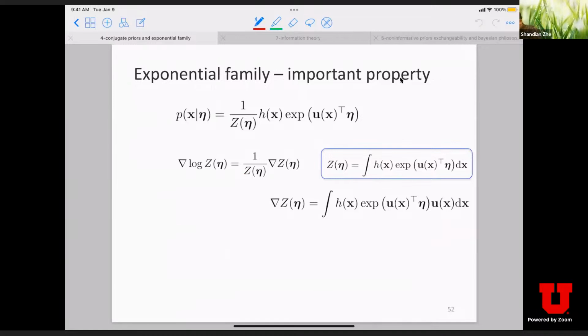You see that h(x) is constant with respect to eta, so it's a constant factor. You just move it out. Then you take the gradient of the exponential term. The gradient of the exponential is the exponential term itself, times the gradient of the exponent. The exponent is a linear form of eta, the dot product between eta and u(x). So its gradient will be u(x), right?